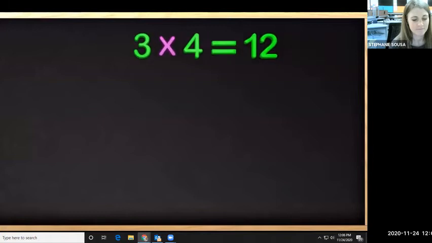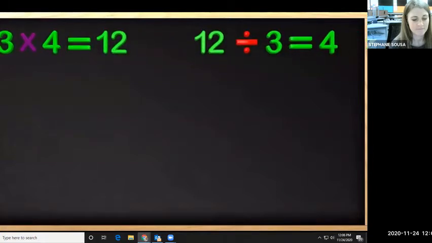Multiplication and division are not as hard as they look. Multiplication is like repeated addition, division is like repeated subtraction. Here we have two math problems that are already completed. 3 times 4 equals 12. And 12 divided by 3 equals 4. In division, we are sharing something equally. Division is just the opposite of multiplication. We call that the inverse.